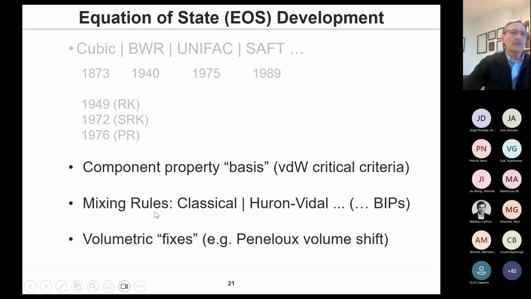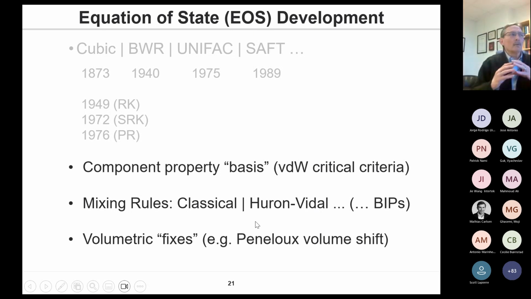On the mixing rules, basically for the cubic, we use the linear for the most part to calculate the mixture B constant, and a quadratic mixing rule for the A term. Those are the classical mixing rules.